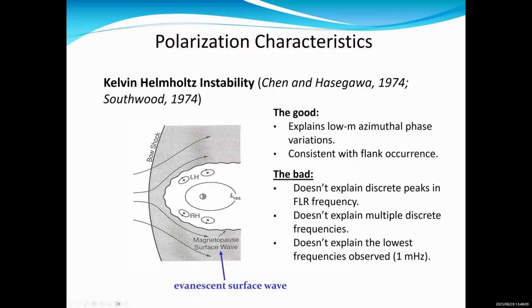There's some good and bad aspects of this picture. The good is that it explains why you have toroidal modes, because the source has relatively low azimuthal wave number or phase variations. You stagnate the flow here, but it speeds up along the flanks. So these waves would be expected to be strongest near the flanks, which is what is observed.